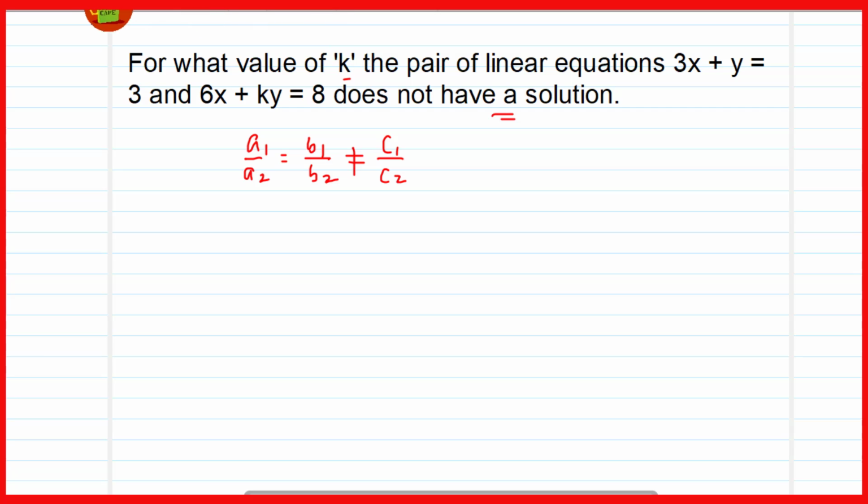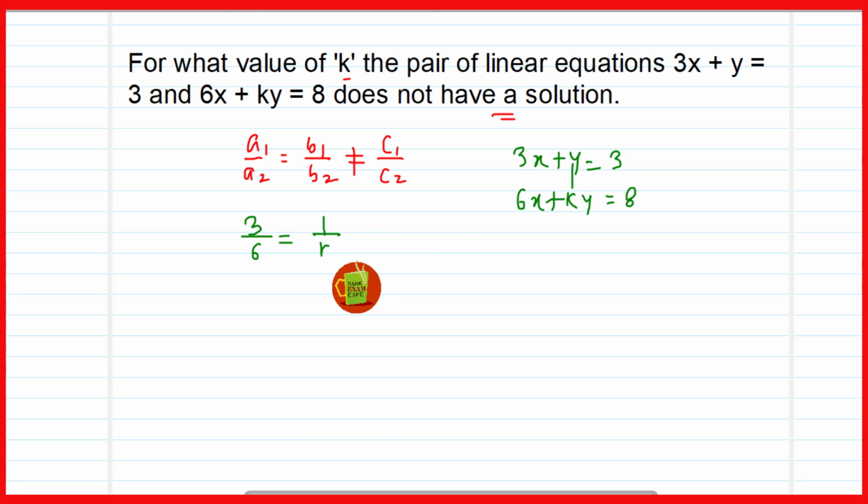Now here the given linear equations are 3x plus y which is equal to 3, and another equation is 6x plus ky which is equal to 8. So here a1 upon a2 is 3 upon 6, which is equal to b1 upon b2, that is b1 is the coefficient of y, so it is 1, so it will be 1 upon k, which is not equal to c1 upon c2, that is the constant terms, so it is 3 upon 8.